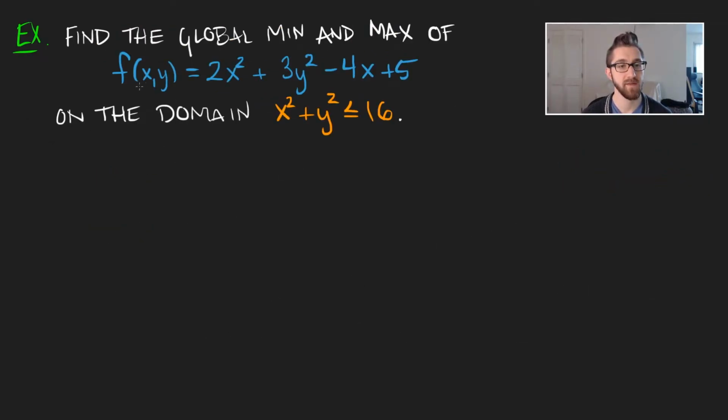We have a function f of x y equals 2x squared plus 3y squared minus 4x plus 5. We're trying to find the global minimum and maximum of that function on this domain, which is the disk of radius 4. So the first thing to notice is that the domain, it is a disk, and in particular, it's a closed disk. It's one that contains its boundary because it's written with a less than or equal to sign here. What that means is that the domain is a closed and bounded set, and so the extreme value theorem guarantees that we're actually going to be able to find a global minimum and a global maximum. So I'll make that as a note.